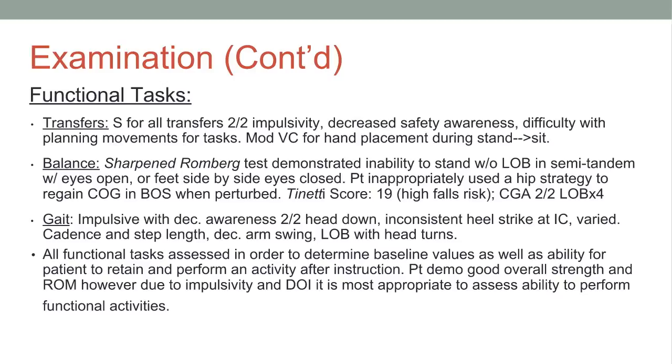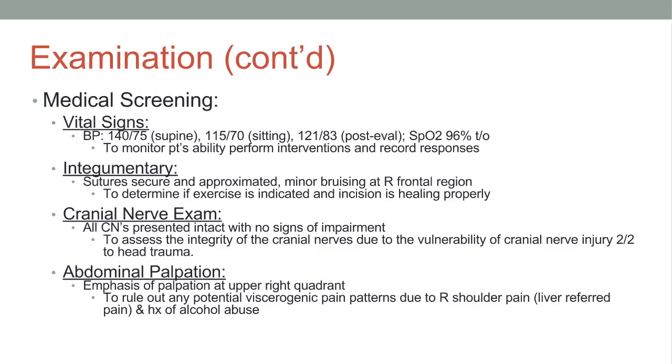During our gait assessment, the patient demonstrated impulsivity, decreased awareness to environmental obstacles, varied cadence and step length, inconsistent heel strike initial contact, decreased arm swing, and loss of balance when he rotated his head during gait. For our medical screening, we checked his vitals in different positions before, during, and after activities to monitor the patient's physiological response to positional changes and with activity. A cranial nerve exam was conducted to assess the integrity of the cranial nerves due to their vulnerability to injury from head trauma. Abdominal palpation was also performed with an emphasis in the right upper quadrant over the liver to rule out liver issues secondary to a potential referred viscerogenic pain pattern in the right shoulder from alcohol abuse.